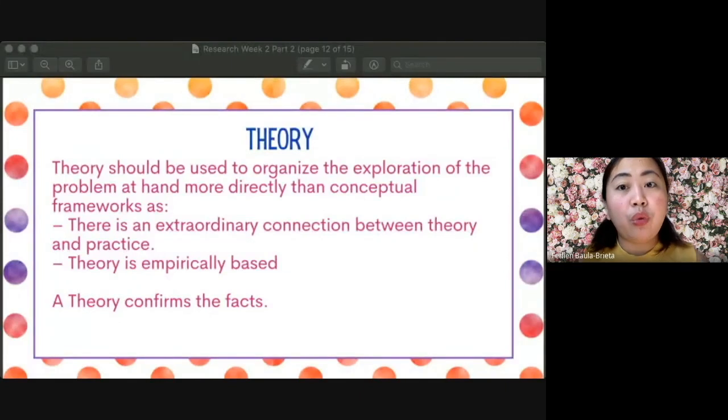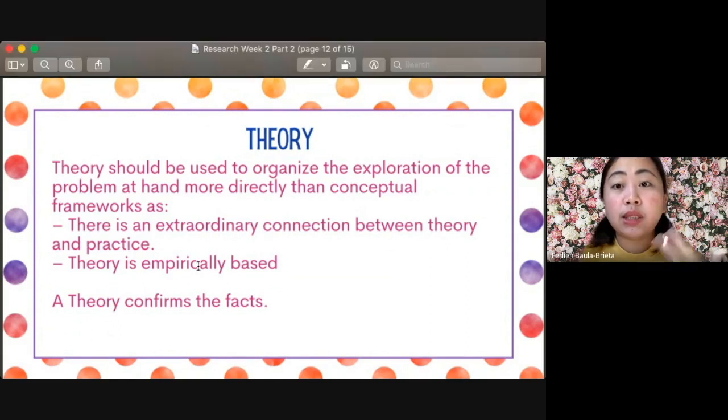So you will look for theory about behaviors of people, about practices, about knowledge that will help you confirm the results later on. Because these theories, they confirm facts. So later on, when you go to your results, will it support the theory that you have researched or that you have included in your framework?